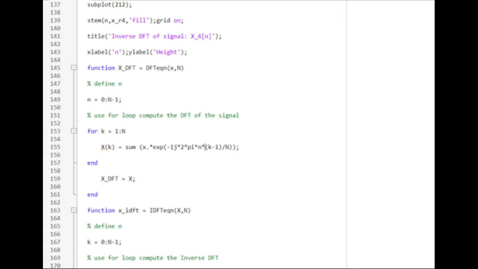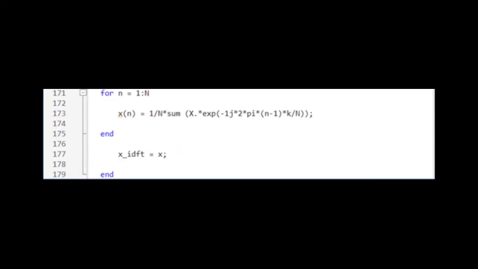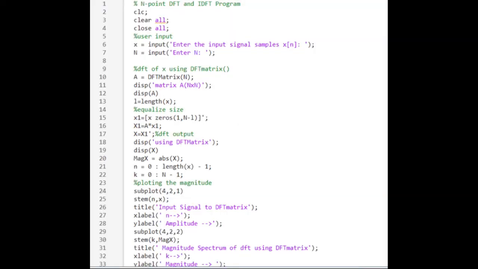Then the DFT function was called, and n was defined before using a loop to compute the DFT of the signal. Then n was defined again for the IDFT equation, and the loop was done again to obtain the IDFT signal. Next, I would like to explain the simulation coding for part 2, which is the matrix representation of the DFT.